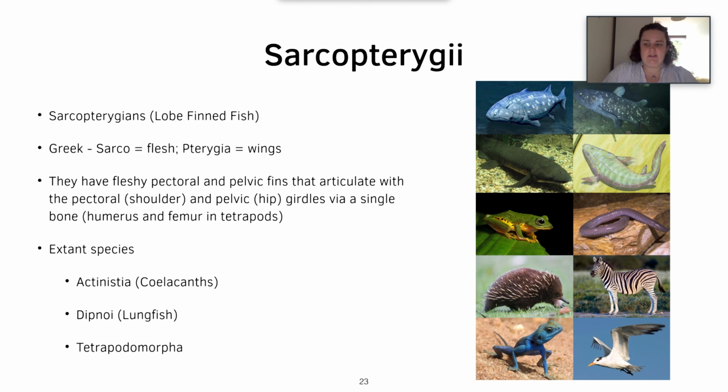Sarcopterygii is Greek: sarco means flesh, and pterygiae is wings. Their fins are fleshy, and they articulate really well with the shoulder and hip girdles with a single bone, which would be the humerus and femur in tetrapods. There are three extant groups: the coelacanths, the lungfish, and the tetrapods. So we're actually related to lobe-finned fish, and we all come from fish, which is really, really interesting.